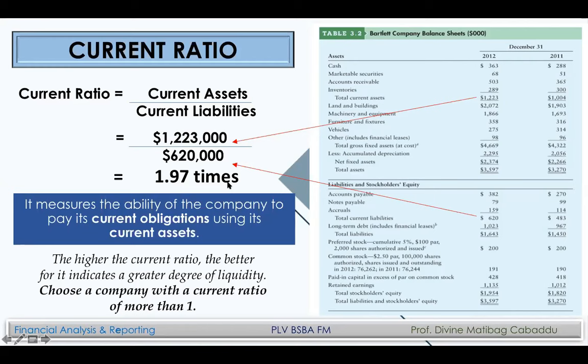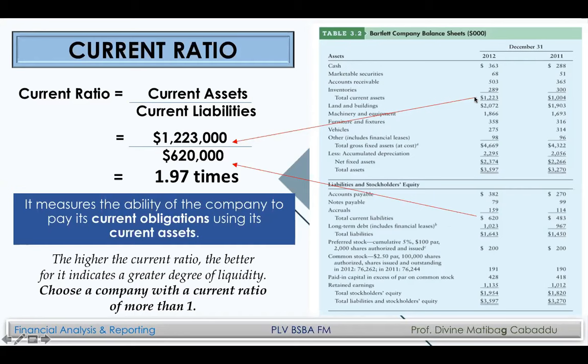So what does it mean? So current ratio measures the ability of the company to pay its current obligations using its current assets. The question is, meron bang kakayahan si Bartlett Company na magbayad ng kanyang mga current obligations gamit ang current assets? We're not talking about total assets. We're merely talking about current assets. Yung current assets ni Bartlett like cash, marketable securities, accounts receivables, and inventories, enough ba to pay all the current liabilities of Bartlett Company amounting to $620,000?